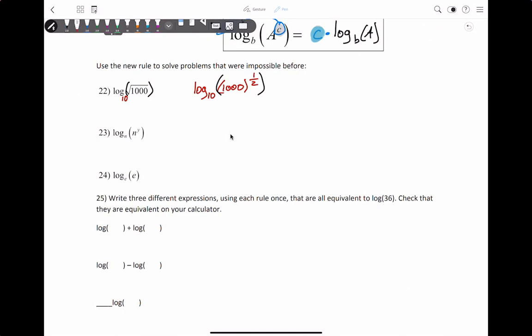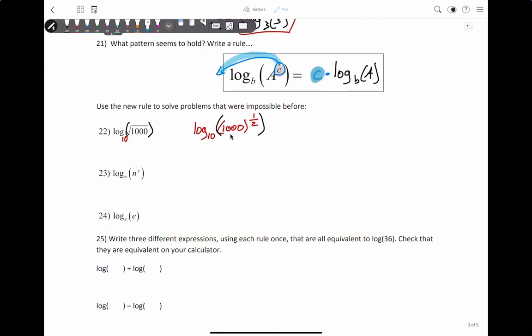Okay, and from this rule, we're going to take this power of C and move it out in front. Look, it's inside the parentheses. That is what's moving. If it was on the outside, you couldn't use this law. The 1/2 is whenever it's inside of the argument. So this is going to be equal to, that's very important, guys, 1/2 times the log base 10 of 1,000.